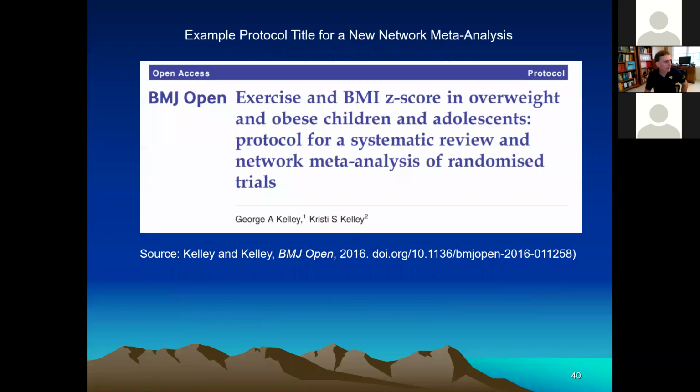So that's the title, and this is just an example of one that we published. This is what we call a network meta-analysis. This is a protocol, and I wanted to show all of you the title of this, and this is the source down below.